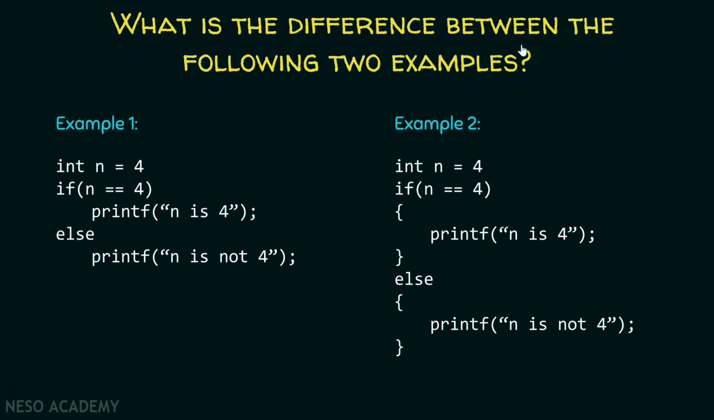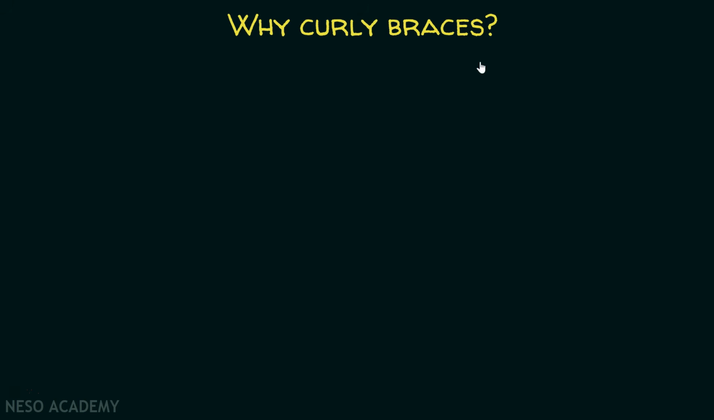Let's consider one more question. What is the difference between the following two examples? In this example, we are checking whether n is equals to 4 or not. And here also we are checking n is equals to 4 or not. Both are one and the same. If we talk about the difference between these two examples, then there is no difference. Please note down, there is no difference between these two examples. Here you are putting curly braces and here you are not putting curly braces. Now you might ask me this question, then why curly braces? If it is really not necessary to put curly braces, then why do I need to put curly braces?